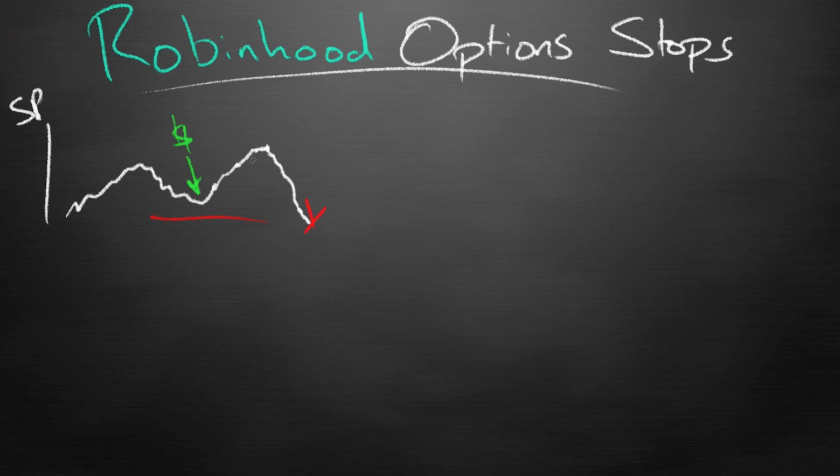This is exactly, well, almost exactly how option stops work, except instead of this being stock price, it's going to be the options price. So you're setting the stop loss based on the options price, not what you're seeing on the stock chart. So let's do an actual example because there are a few differences. It's not exactly that simple.